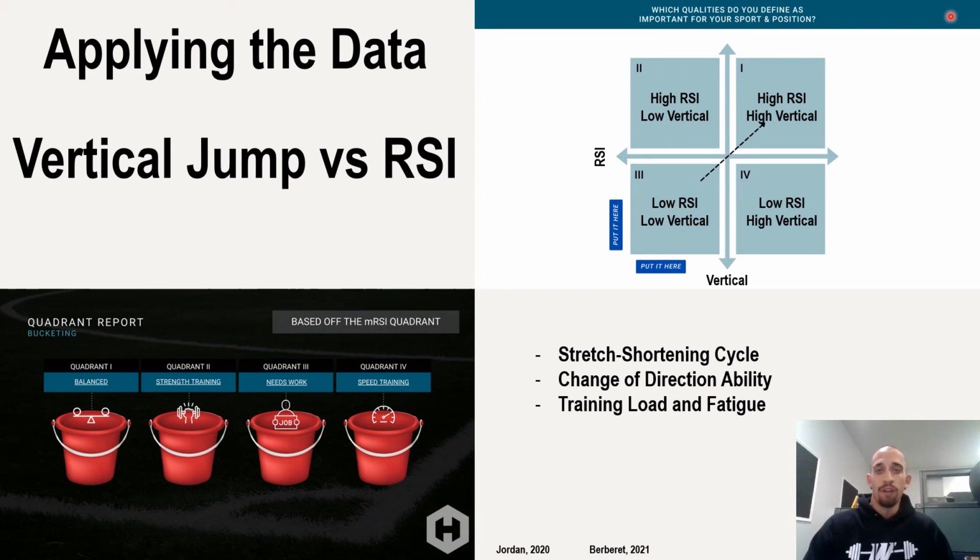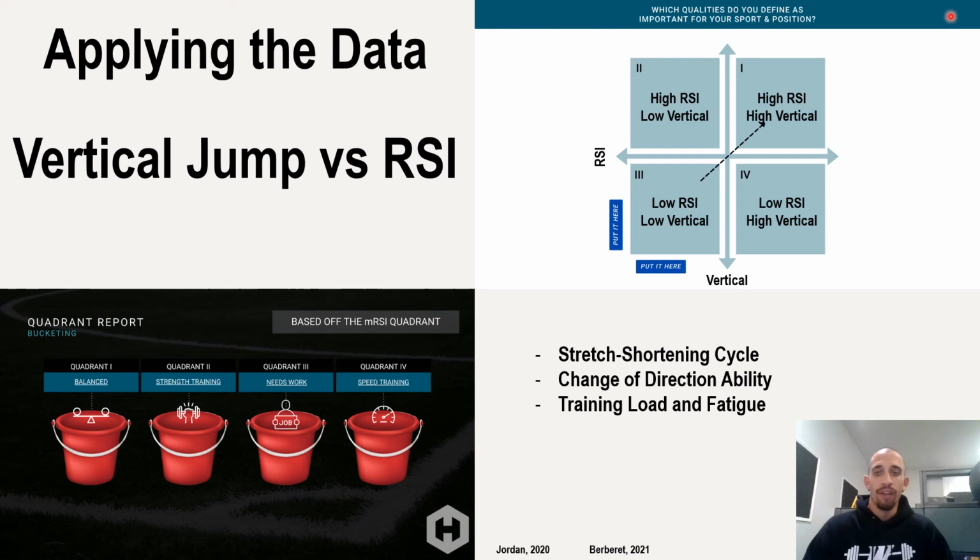So nothing specific, they just need overall work. You go into quadrant two, high RSI, low vert, they need strength training. They can generate that force fast, but they can't produce a lot of force. They're not getting high. So that's easy to do. Just get them stronger.